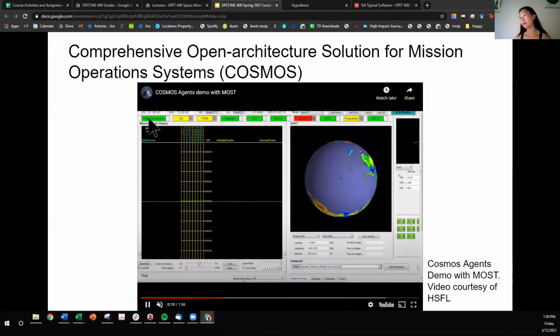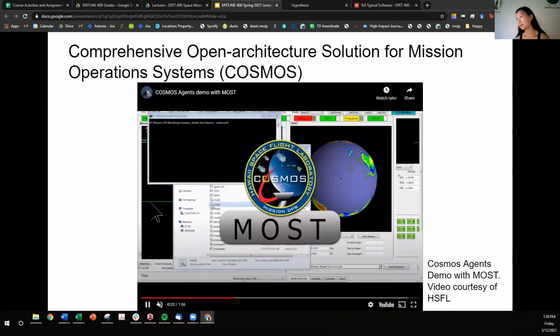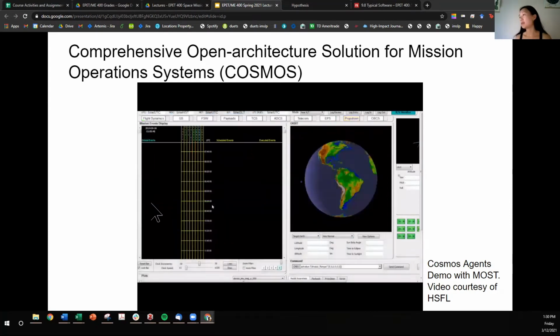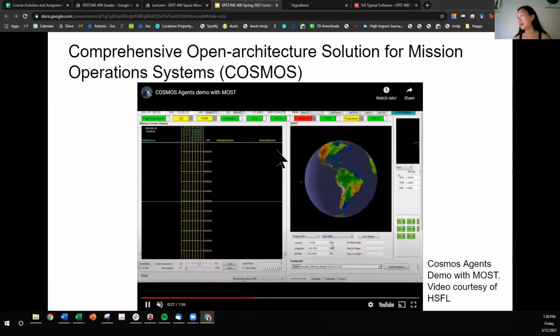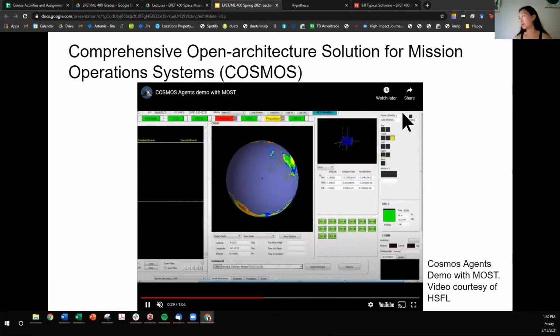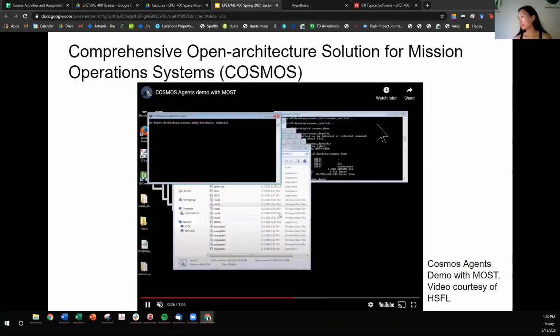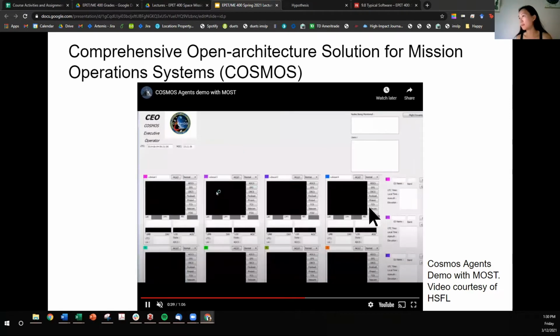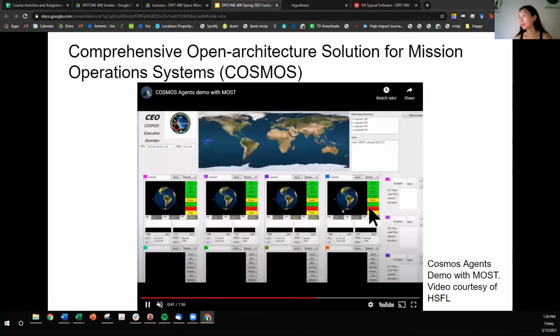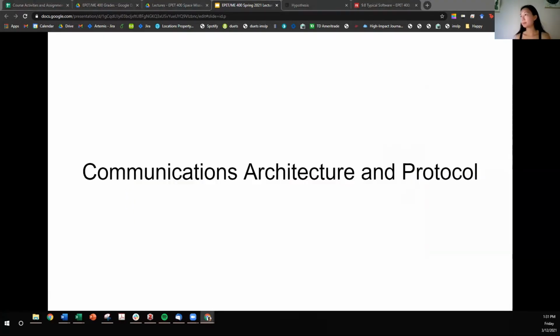The user just brought up the mission operations support tool, and those agents are running in the background that are actually supplying the data to be displayed on MOST. If you get Cosmos running, this is something that you could see. Oh, and there's a little demo of the Cosmos executive operator where you actually send commands. Cool.